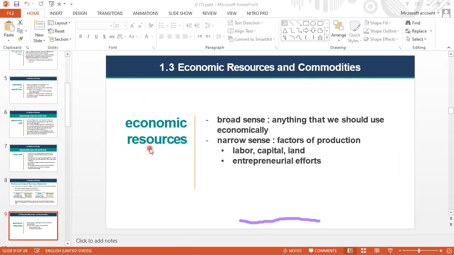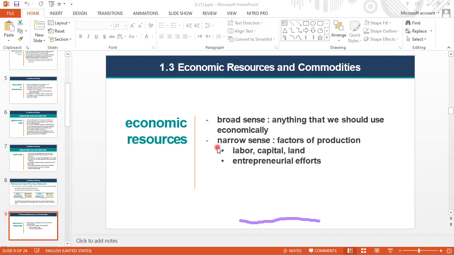Economic resources, and everything that's real in society, are called economic. So economic resources are very scarce resources. We must use them in an efficient way to maximize their benefits. We have a broad sense, that anything that we should use economically, and a narrow sense, the factors of production.